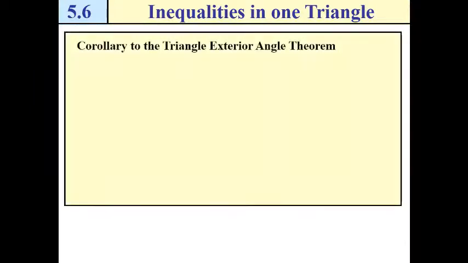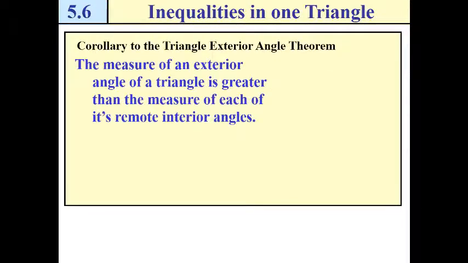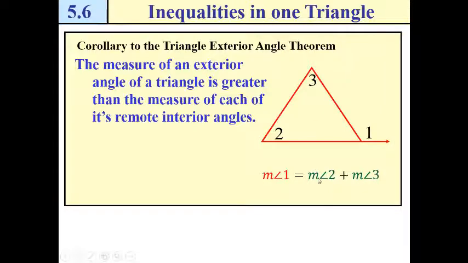Corollary to the triangle exterior angle theorem. Before explaining this corollary, let's remember the triangle exterior angle theorem. By looking at this triangle, the measure of the exterior angle, like angle 1, equals the sum of the remote interior angles, angle 2 and angle 3. And we know that the measure of angle 2 is more than 0 because this is an angle, and also the measure of angle 3 is more than 0.